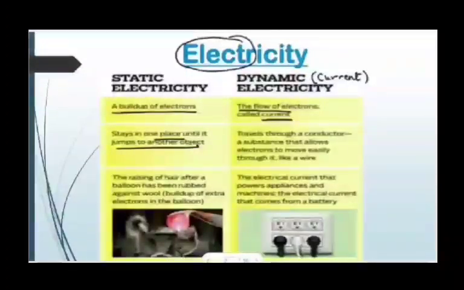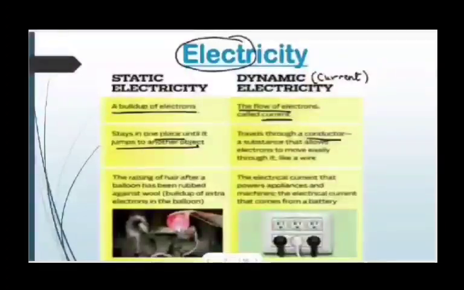But in dynamic electricity or current electricity, the electrons travel through a conductor. We've learned about conductors and insulators when we were young. What is a conductor? It is a substance that allows electrons to move easily through it, like in a wire. A conductor is any substance where electrons from the outer shell jump easily out of their outer shell and move on, and that's how a flow is created. I will explain it in more detail with the coming slides.